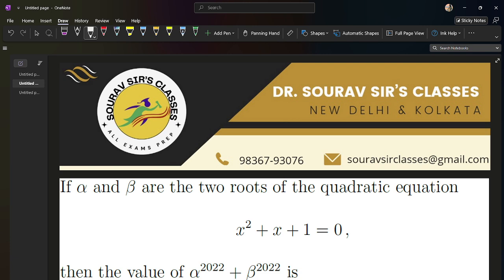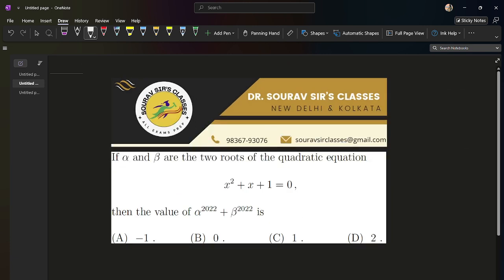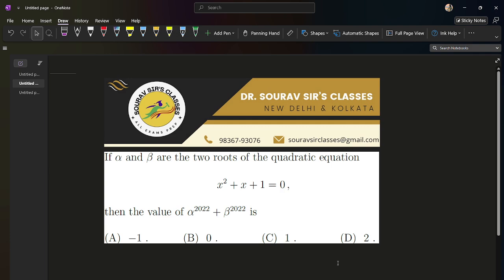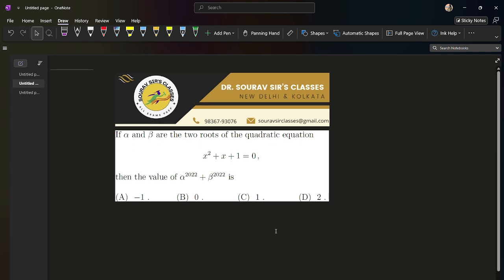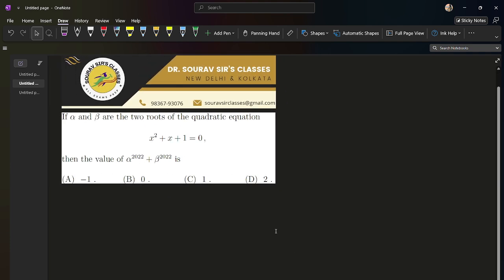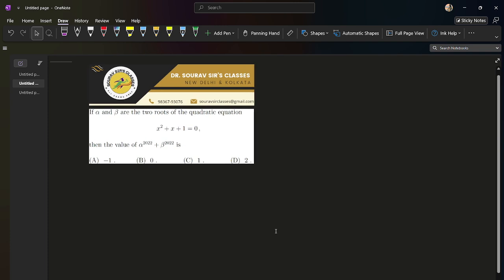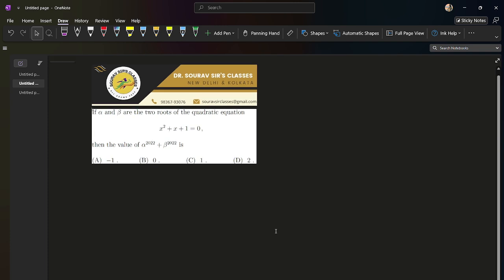Now we are going to solve a problem which appeared in the ISI MTech QROR in the year 2024, in the MCQ section. The question says: if alpha and beta are two roots of the quadratic equation x square plus x plus 1 equals 0, then what is the value of alpha to the power 2022 plus beta to the power 2022? This is a very easy question.